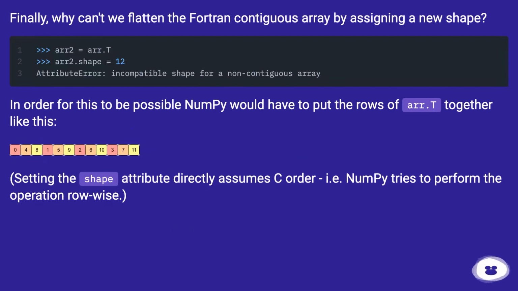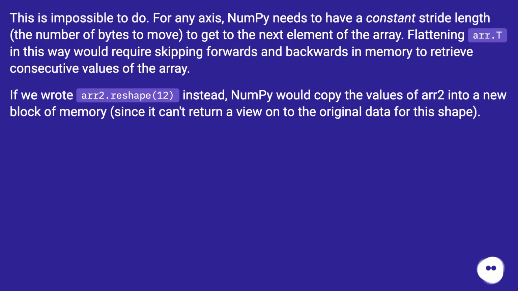Finally, why can't we flatten the Fortran contiguous array by assigning a new shape? In order for this to be possible, NumPy would have to put the rows of R.T together like this. Setting the shape attribute directly assumes C order, i.e. NumPy tries to perform the operation row-wise. This is impossible to do.